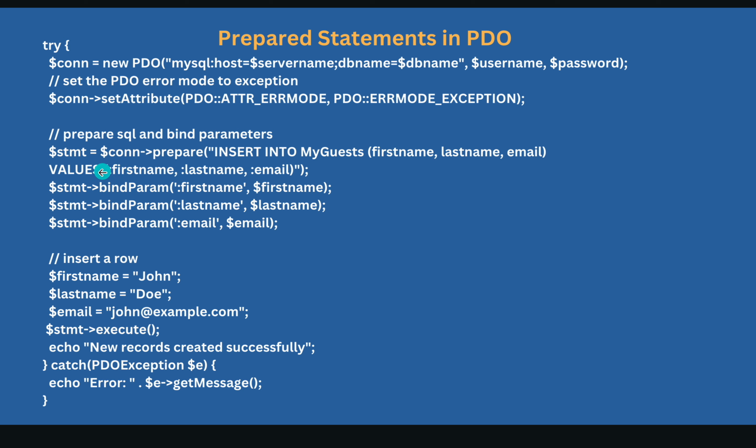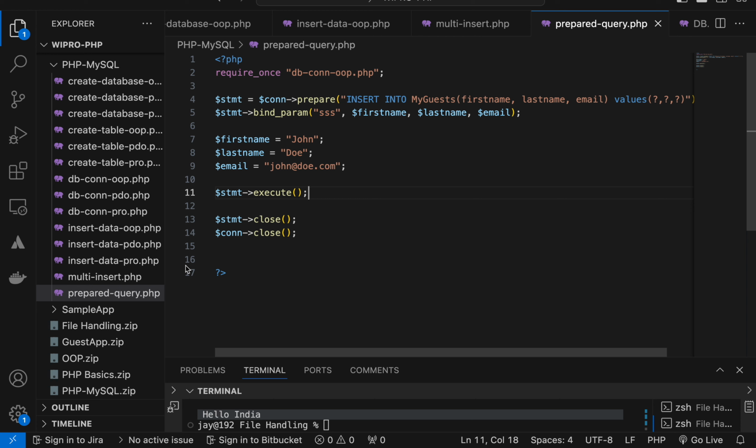But in PDO you write the field name with the colon. And then separately you bind each colon placeholder with the variables you will supply, and execute. Should you try this one, the PDO one? Guys, should we try one? Yes, sir. Okay, great.